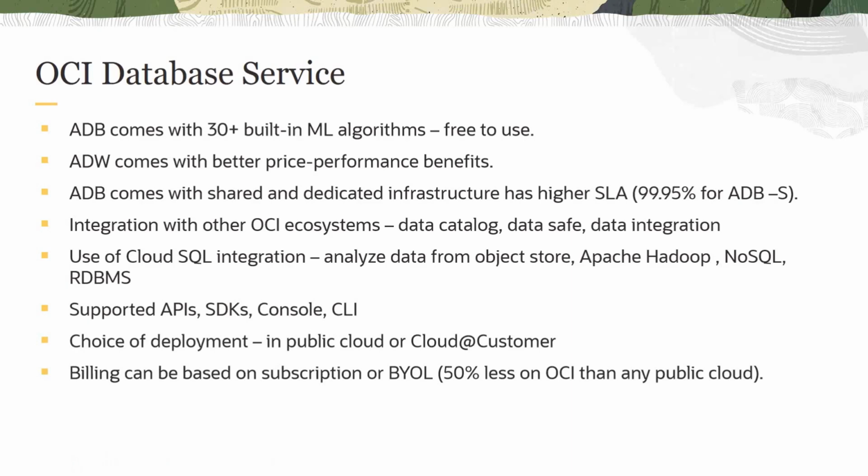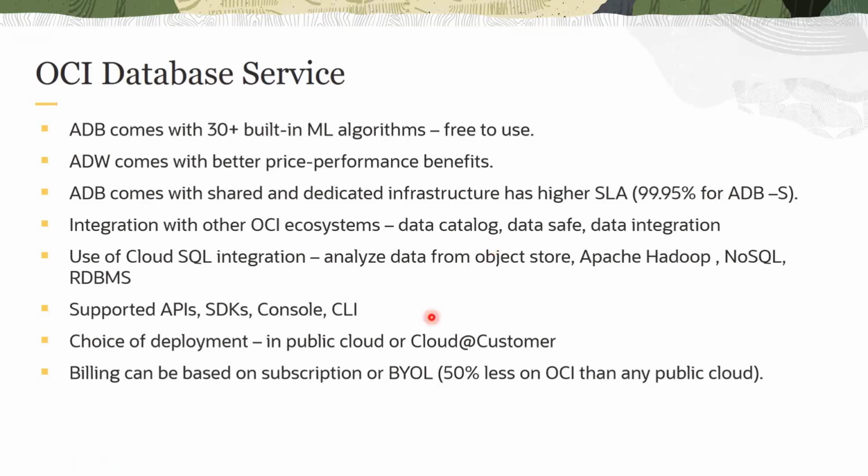Autonomous Database in shared infrastructure is entirely managed by Oracle, and it provides an SLA of 99.95% with no exclusions, and that makes it a great database platform to keep your application on. Additionally, all the database services are well integrated with other OCI services such as Data Catalog, Data Integration, Data Safe, and observability and management services.